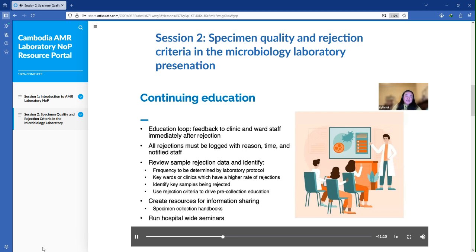The first one is: are there any key sample types that are likely to be rejected by your laboratory? Are there currently any communication pathways to notify sample rejection? Are there any key specimen collection issues that the laboratory is currently facing? And is there any continuing education planned for hospital staff surrounding this type of training? I'll split you off into different breakout rooms and we will meet back in around 10 minutes.